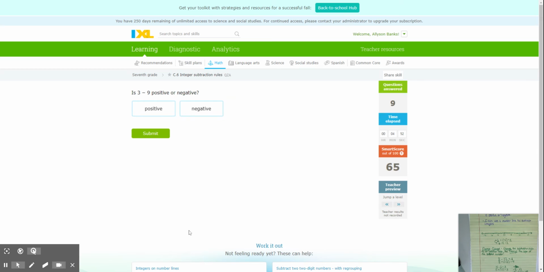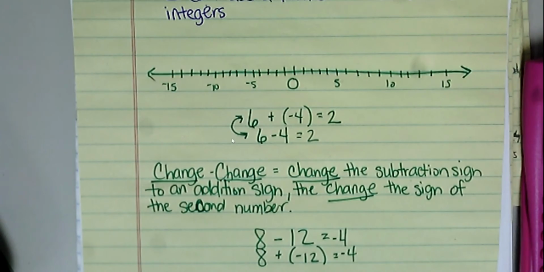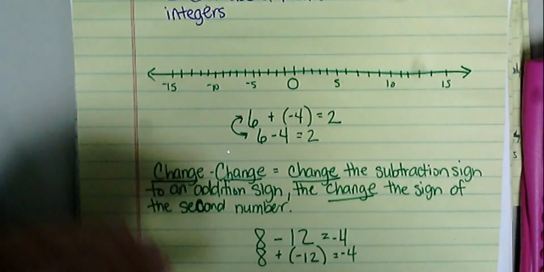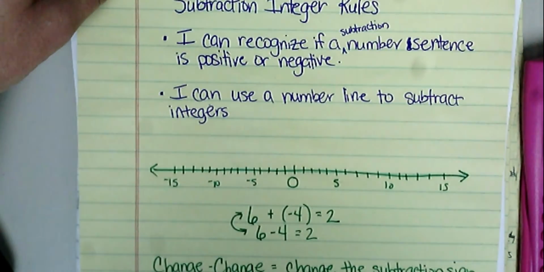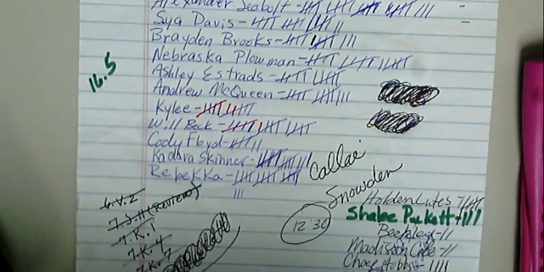Okay, so I have 65, SMART score 65. I'm going to stop there and go back to our notes. The next learning target that we're going to talk about is I can use the number line to subtract integers, okay? So I'm going to get a new page here, and we're going to draw the number line.